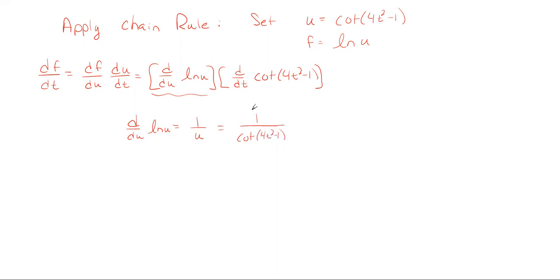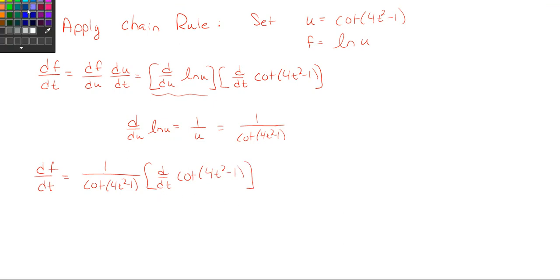Alrighty, so let's take this and then plug it back into our equation down here. So we're still going to have our derivative of f with respect to t is now equal to 1 over the cotangent of 4t squared minus 1 multiplied by d dt of the cotangent of 4t squared minus 1. All right, so for this portion, that is the second portion right here, we are going to have to apply the chain rule once again.